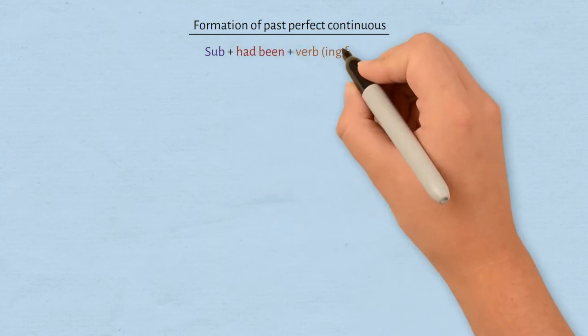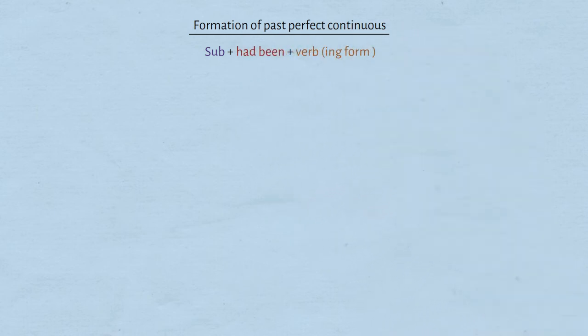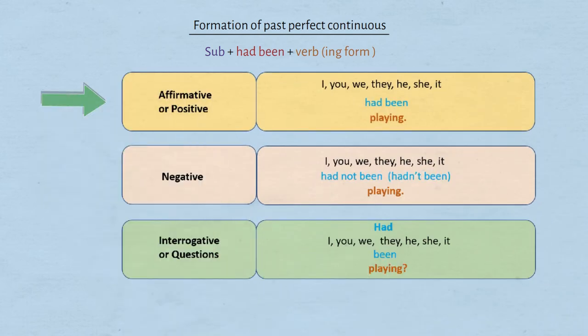Now the formation. It is a simple formula: subject plus had been plus the ing form of any verb that you take up. The first segment is the affirmative or positive sentence: I, you, we, they, he, she, it had been playing. Negative sentence: I, you, we, they, he, she, it had not been playing. Interrogative or questions: Had I, you, we, they, she, he, it been playing?